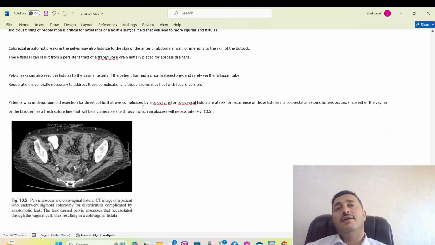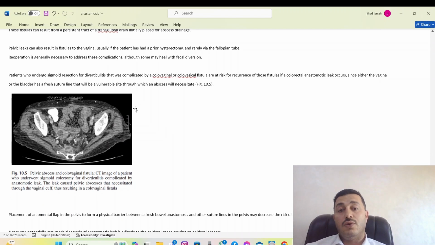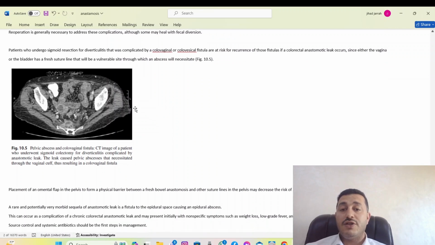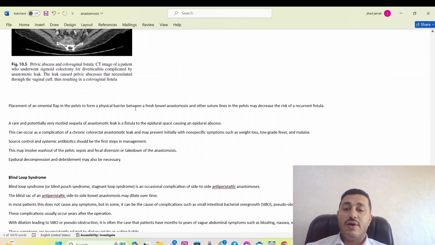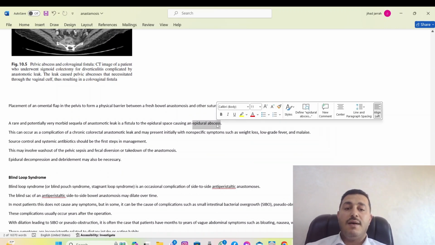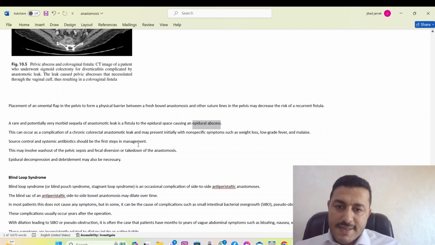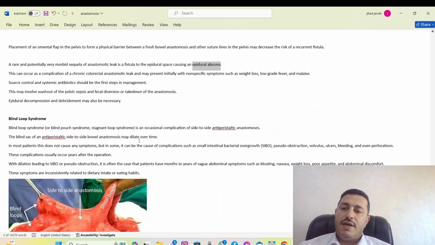The rectal fistula can open to the buttocks. So this is one of the locations. Another odd location is the epidural space. It can cause epidural abscesses, and this is a rare location.